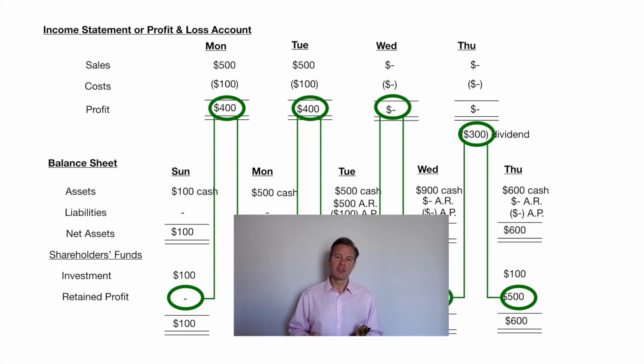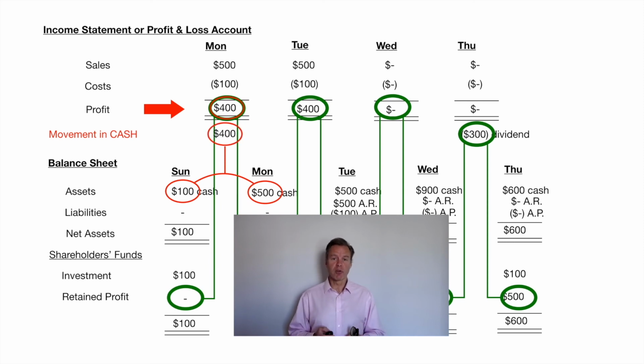The other thing to notice is to compare the profit figure with the movement in cash. Because if we look at Monday, on Monday we started with $100 in cash, we finished with $500 in cash, our cash increased by $400 and we made a profit of $400. But on Tuesday we started with $500 in cash, we finished with $500 in cash. There was no increase in cash, yet we still managed to make $400 in profit. And on Wednesday, we started with 500 in cash, we finished with 900 in cash, we made an extra 400 in cash, and yet we didn't make a profit.